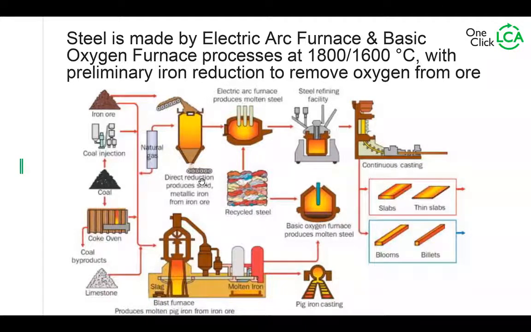But steel making, iron ore reduction and then steel making, happens in two main processes: the electric arc furnace, which uses electricity to generate temperature, and the basic oxygen furnace, which uses fuels, typically coal, to generate temperature. Both work at very high temperatures, higher than cement, so 1800 to 1600 respectively. And the amount of energy these plants consume is huge.